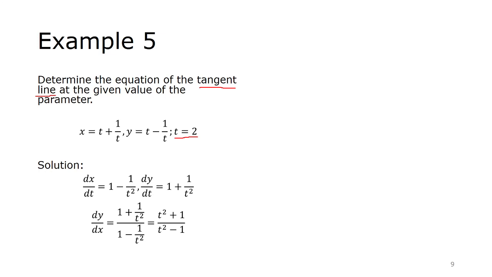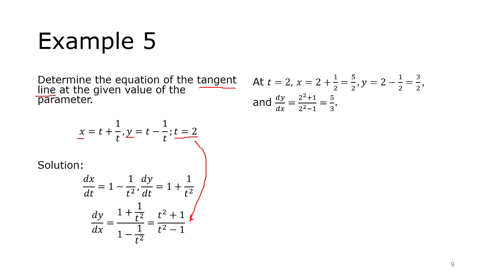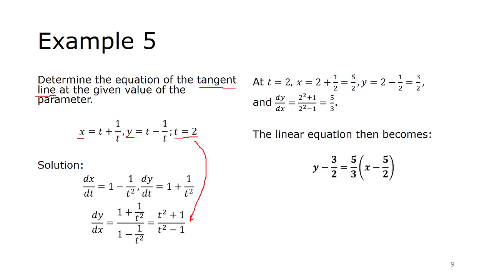We're going to need to substitute t equals 2 into the first derivative to find the slope, but also into the x and y coordinates themselves in order to determine what coordinate pair that line is supposed to go through. So when t equals 2, we'll do that part first. Your x value would be 5 halves and your y value would be 3 halves. So the coordinate pair at t equals 2 is the point 5 halves comma 3 halves in x, y. Also plug that t equals 2 into the derivative, and we get a slope of 5/3. So we can set up our equation.